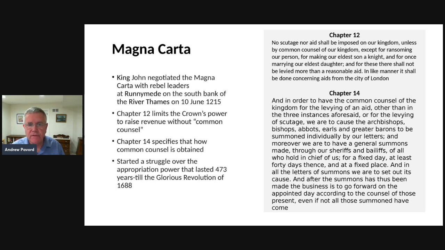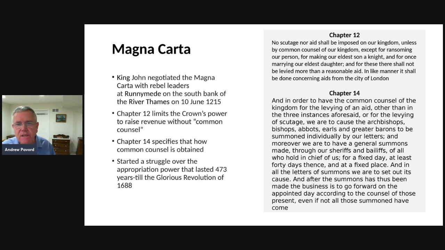Chapter 12 limits the crown's power to raise revenue without, quote, common council. And you can look at the antique language there, no scutage. Scutage was a fee that the knights paid to avoid military service that over time evolved into a form of taxation. So this is basically saying no taxation shall be imposed on the kingdom unless by common council of our kingdom. And then you put two exceptions in there, kind of interesting exceptions.